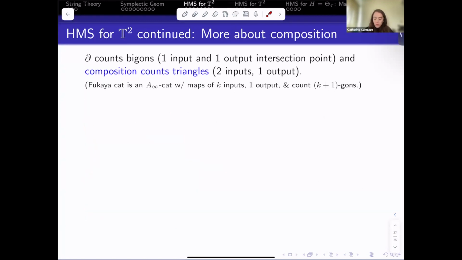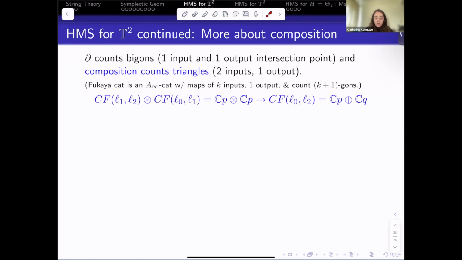Okay, so what is going on with this composition? Well, the differential counts bigons. You have one input, one output. Composition, you compose two morphisms, so you have two inputs and one output. The Fukaya category, if you hear the words A infinity category, you can actually generalize this and input K inputs and one output, and you're counting K plus one gons. So the Fukaya category actually has more to it. So far, we've been looking at the Donaldson Fukaya category, which is when you pass to cohomology on the morphisms. But you could look at things on the chain level.